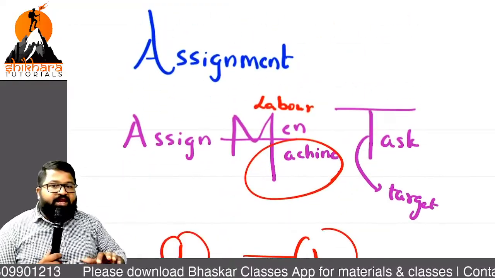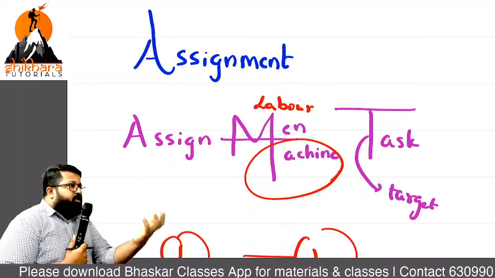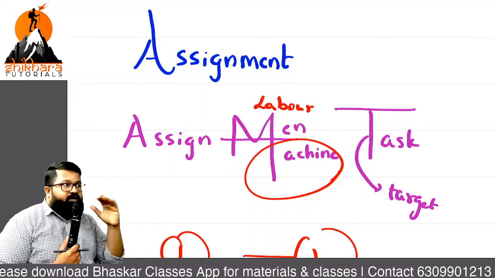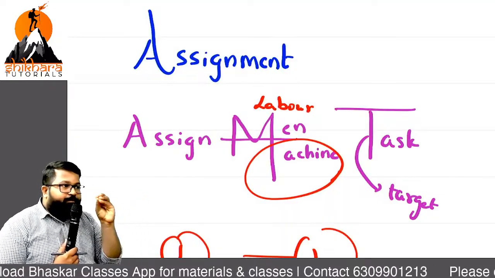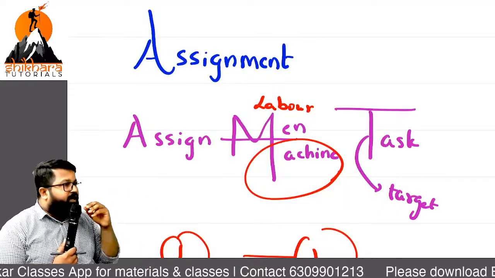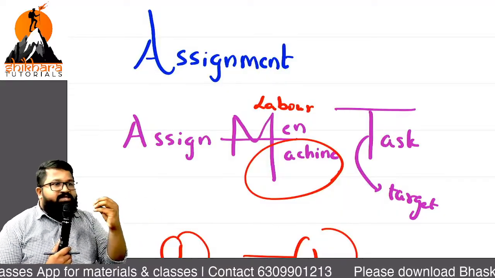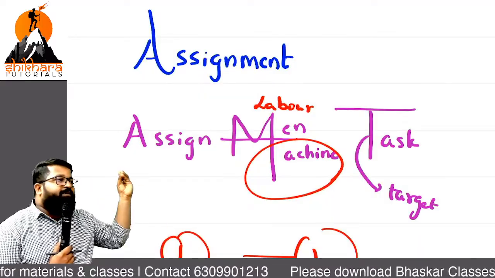So what is the topic we are dealing with? Assignment. Okay. Can you have a quick recall? What is meant by assignment? In layman's terms, not the terms which are in the book. That is not important for us. Assigning a man or a machine a task to reach our target. What is our target? To minimize the cost. From the company's point of view, our objective is always to minimize the cost.